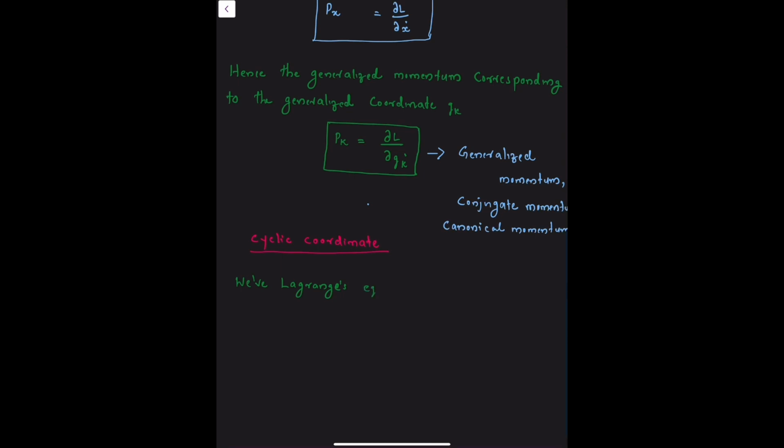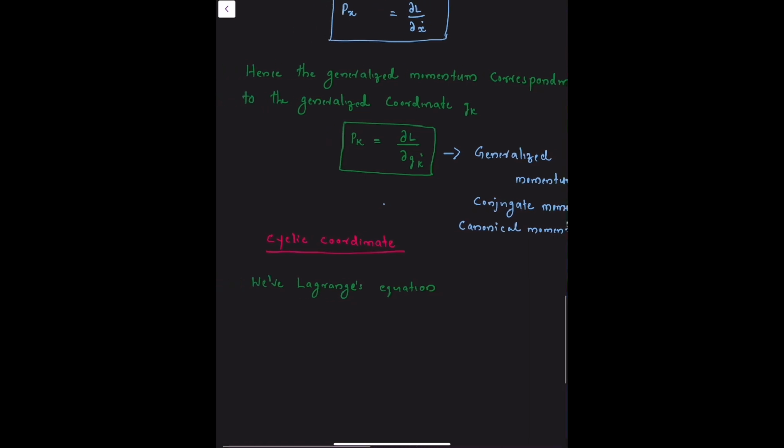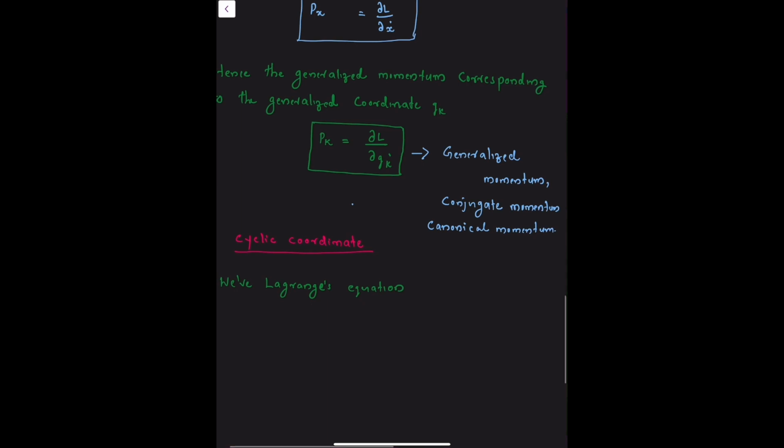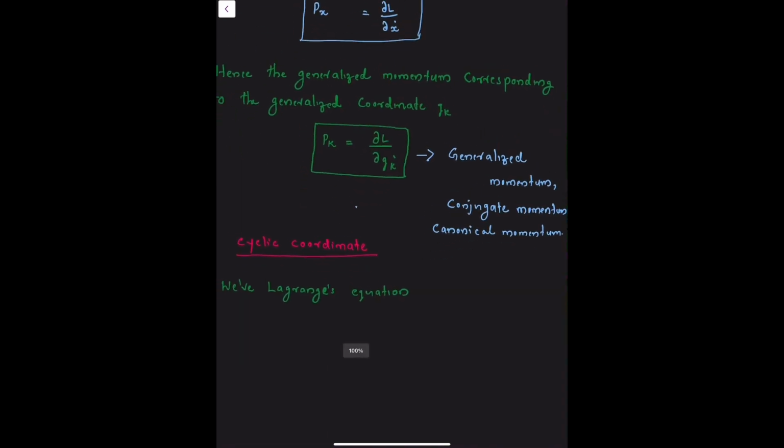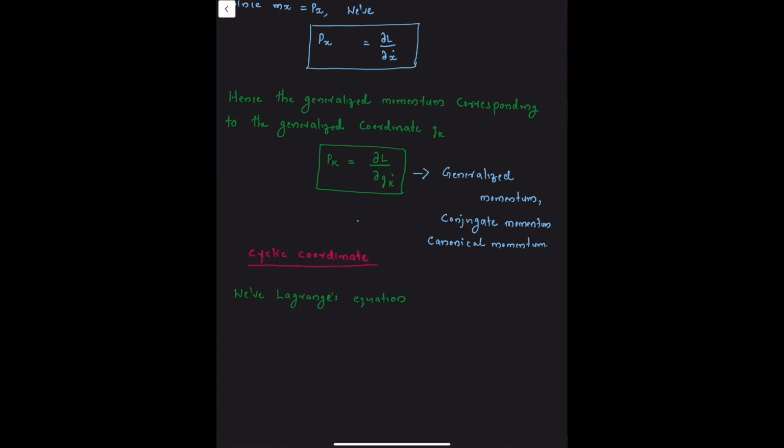First, let us write the Lagrange's equation. That is d by dt of dou L by dou qk dot minus dou L by dou qk, that is equal to 0.